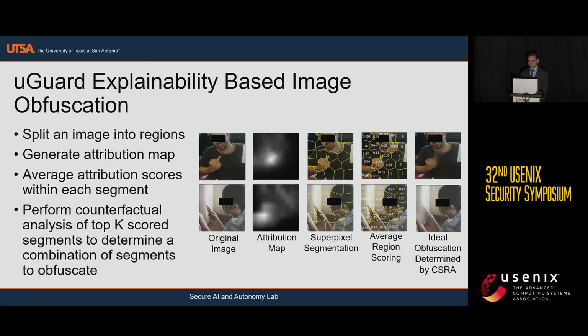In our method, we concurrently split an image into superpixels and generate an attribution map with respect to the classifier model. Next, we average the attribution scores within each segment. And finally, we perform a counterfactual analysis on the top K scored regions to determine the ideal obfuscation to make an image safer.